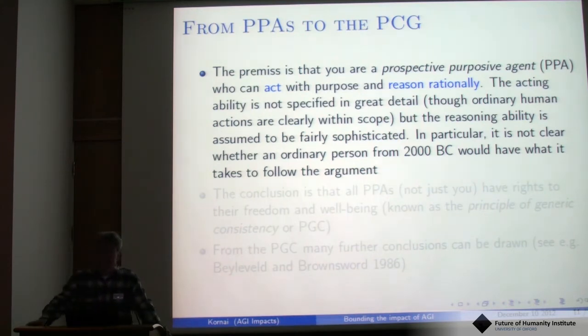The premise is that you are a prospective purposive agent who can act with purpose and reason rationally. So Gewirth doesn't go into great detail about the acting ability, but it's very clear that ordinary human actions are within scope for him. And the reasoning ability is sophisticated. It's not at all clear how anybody who is not trained in modern Western philosophy can follow this entire chain of argumentation that he puts forward.